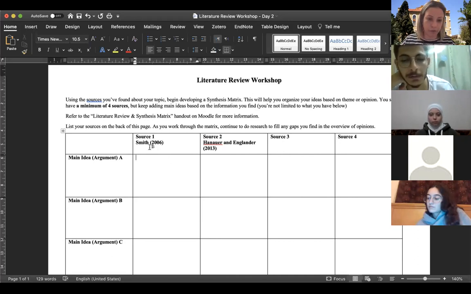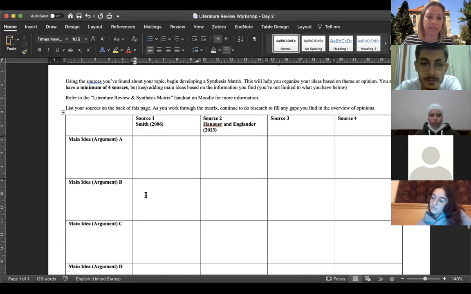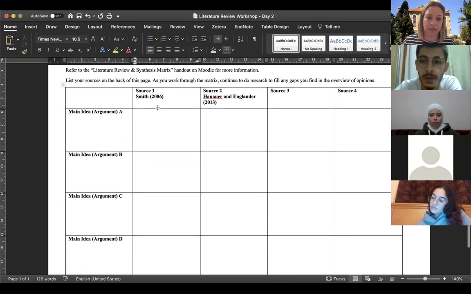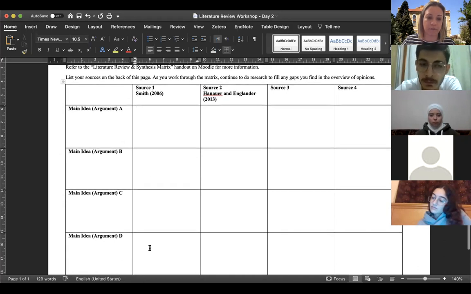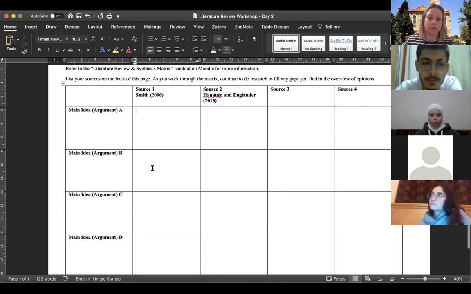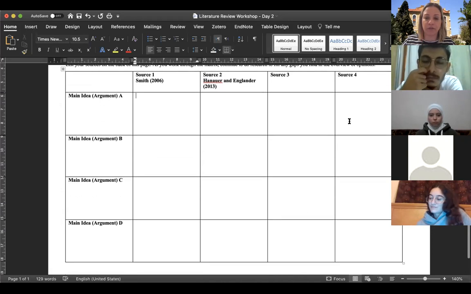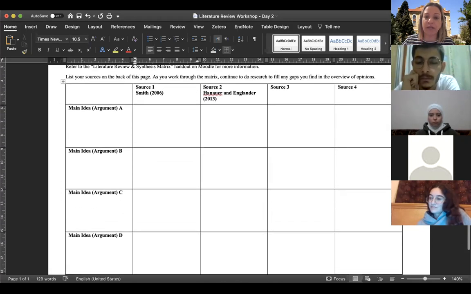Okay. You're going to be looking at a source. You've already read the source. You're going to come here and list the main ideas of the source. Idea 1, 2, 3, 4. You can do it vertically, you can do it horizontally. It depends. It's up to you. You do that for the second source, you do that for the third source, you do that for the fourth source, and see where they intersect.